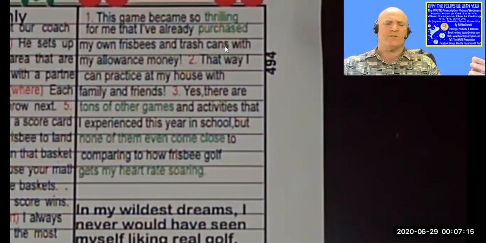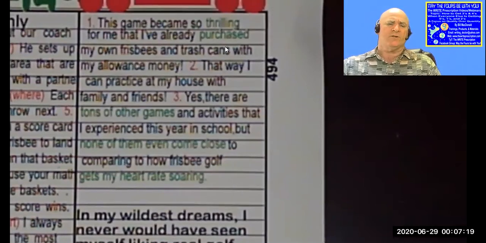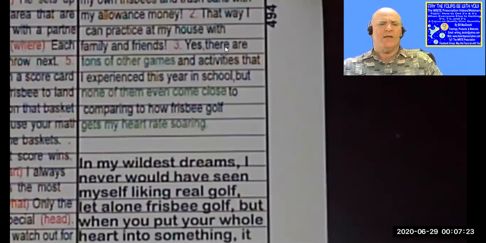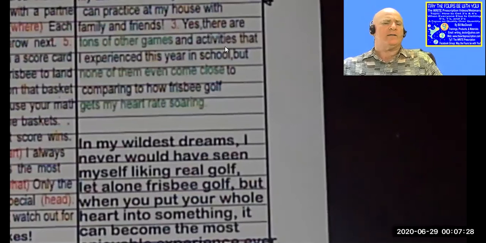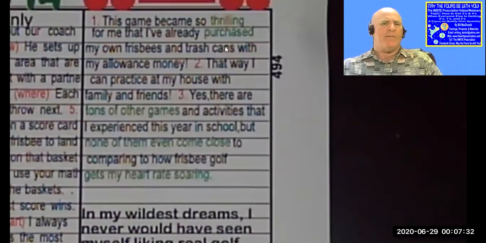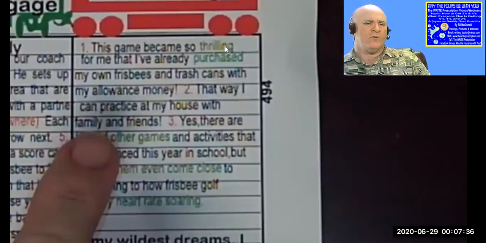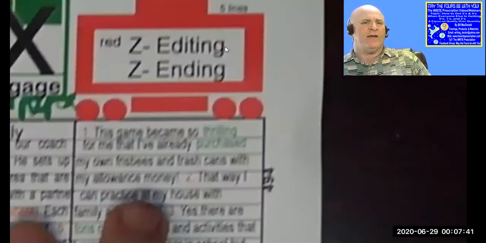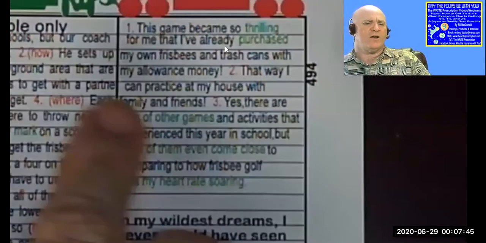Tons of other games, that's hyperbole, there's not that many games, and we don't weigh the games. Gets my heart rate soaring is showing me, not telling me. So even though I only have 3 sentences there, I might give 1, 2, 3, 4, 5 extra points that are read like the conclusion for the student using higher vocabulary.